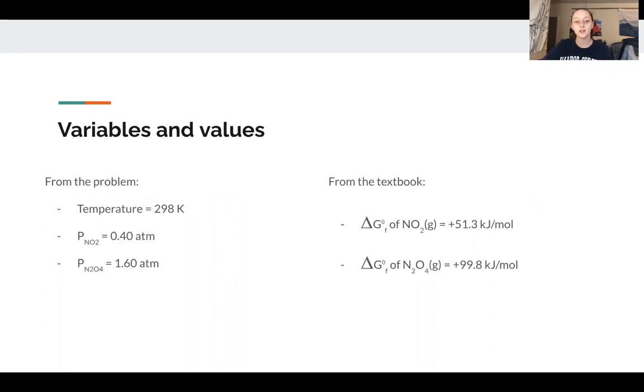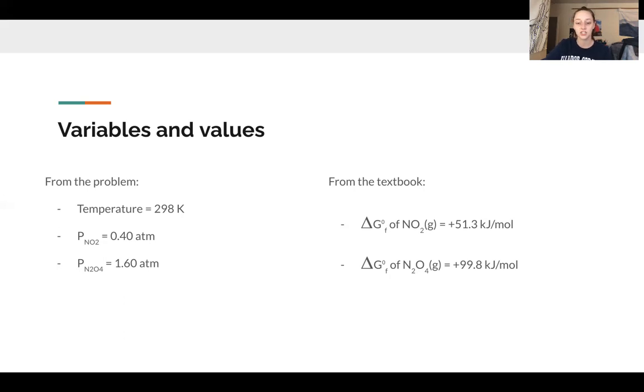The variables and values we are given in the problem are temperature equals 298 Kelvin, the partial pressure of NO2 is 0.40 atmosphere, and the partial pressure of N2O4 is 1.6 atmosphere. And then from the textbook, we can find that the delta G of formation of NO2 gas is positive 51.3 kilojoules per mole, and the delta G of formation of N2O4 gas is positive 99.8 kilojoules per mole, both of those under standard conditions.